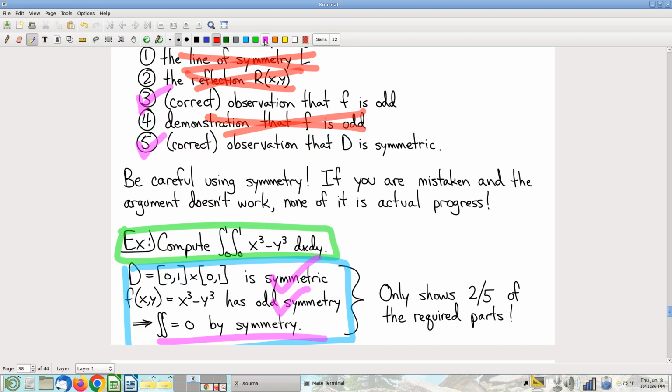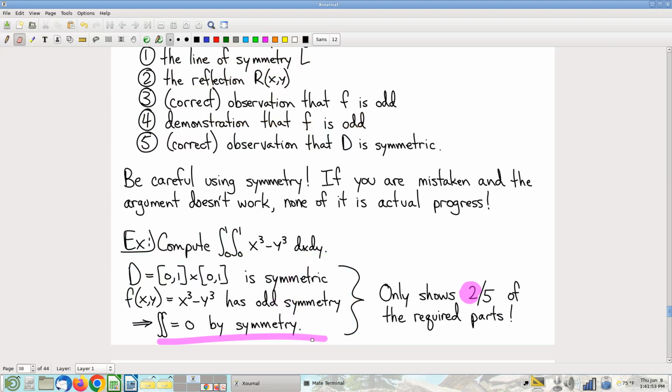So this student gets 2 out of 5, which typically on a question would mean about 40% of the points. So it's just a warning: make sure to give me all 5 of the steps, all 5 of the required parts of the argument, and just give yourself a little checklist and make sure you give me all of them.